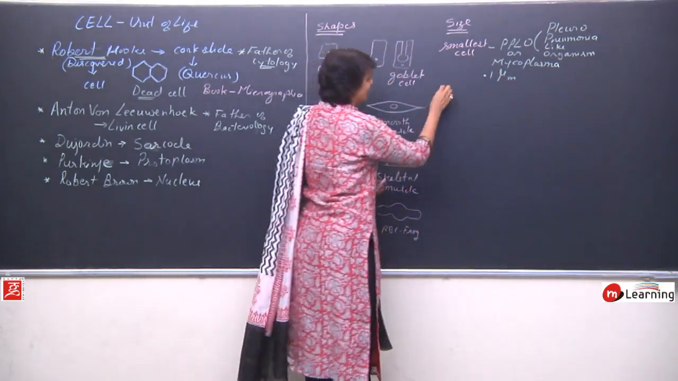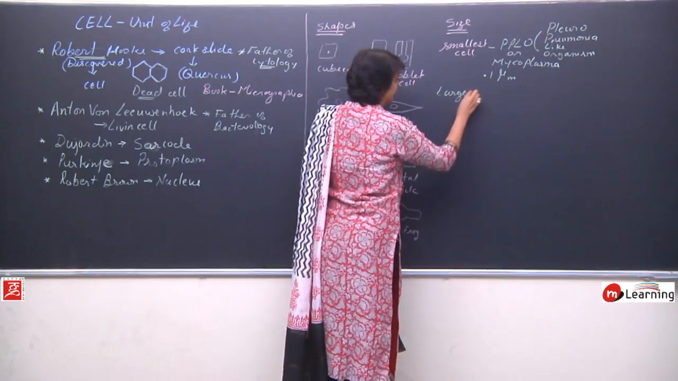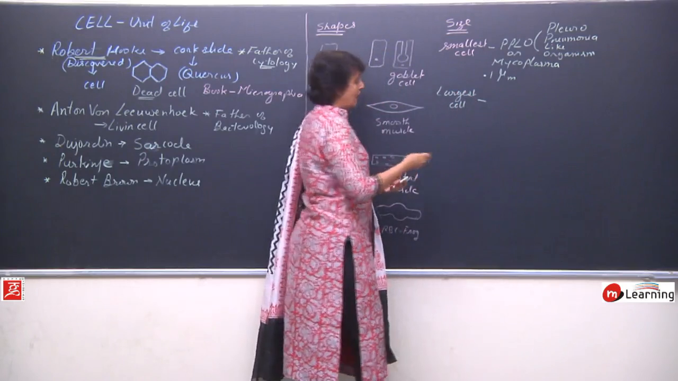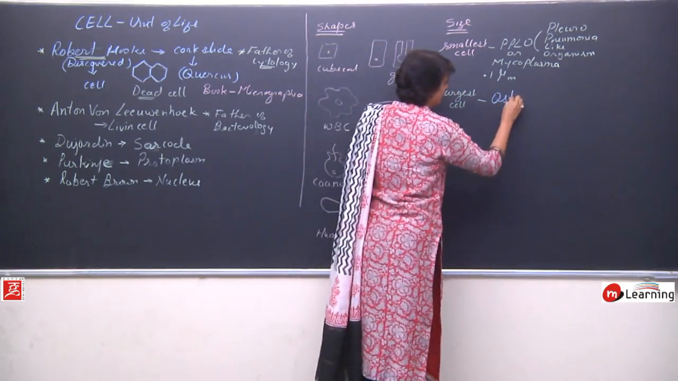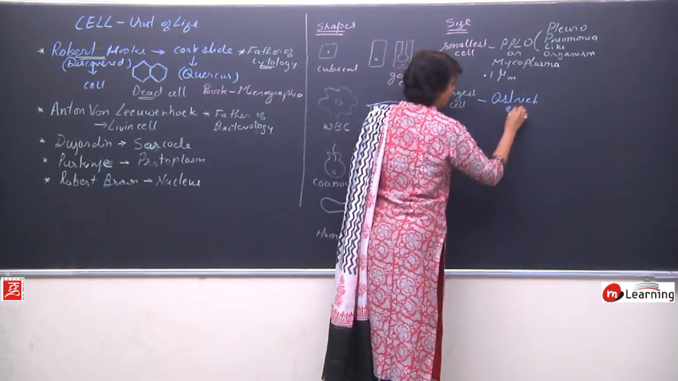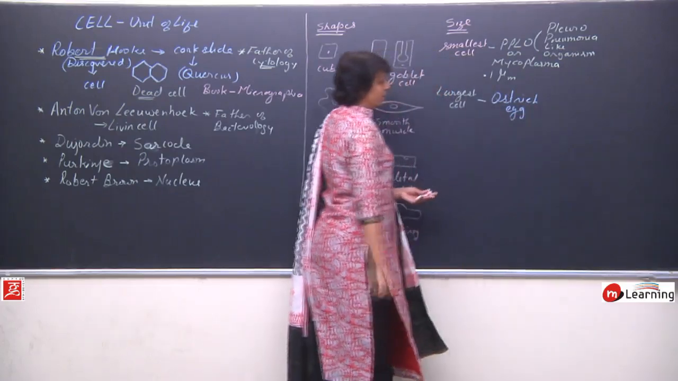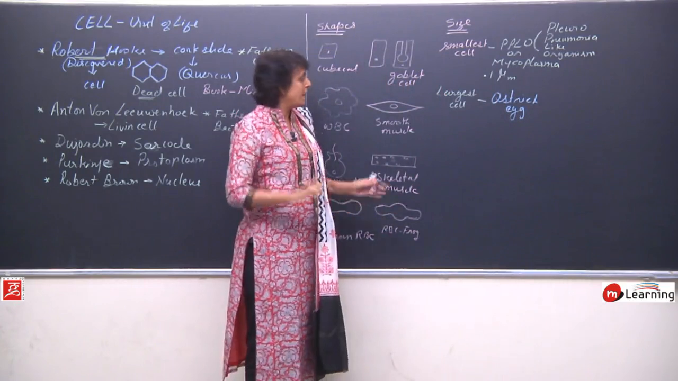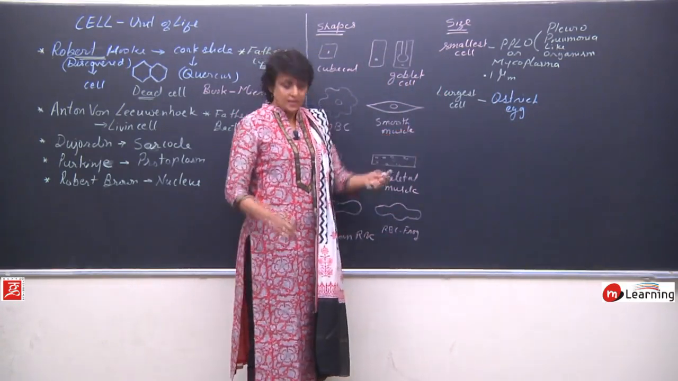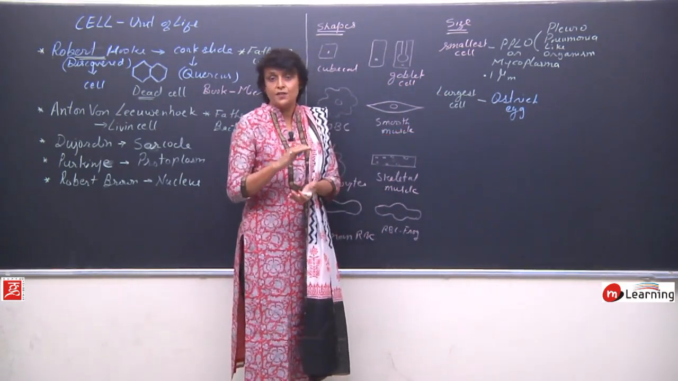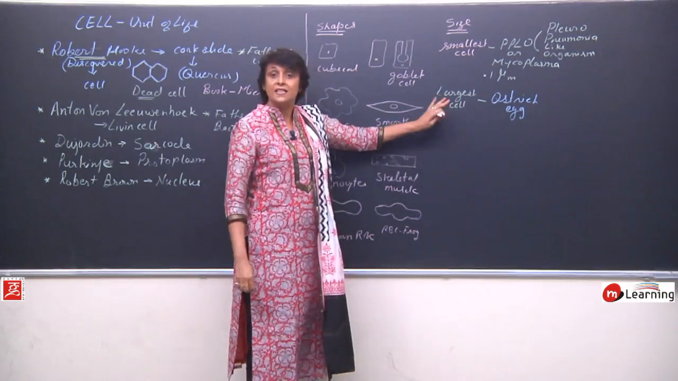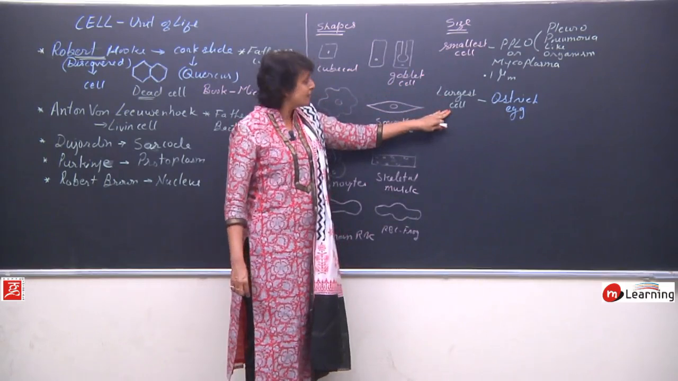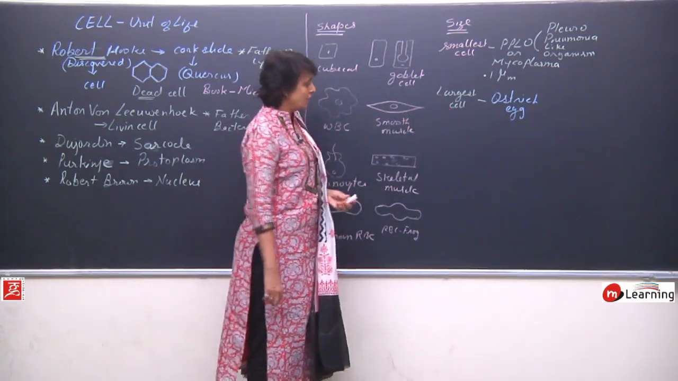And the largest cell is ostrich egg. We have seen the size of the hen's egg, like normally about 2–2.5 inches. Ostrich egg is about 7–7.5 inches or 9 inches. So it is a big cell. So smallest cell of PPLO and largest cell of ostrich egg.